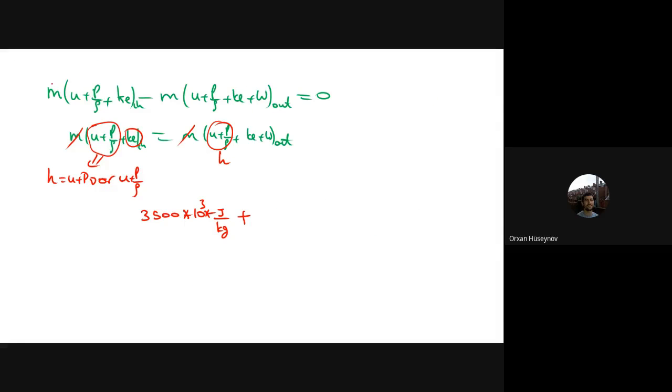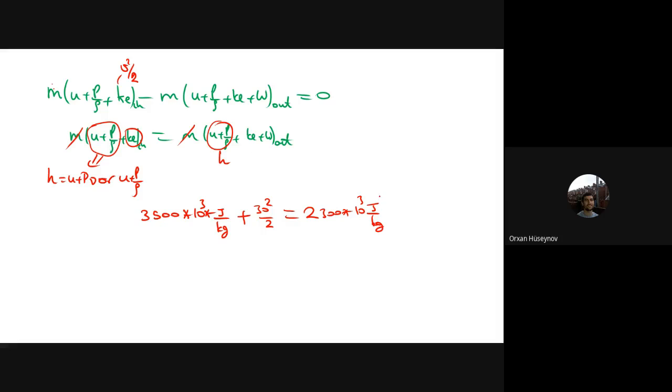Because this one is m and this one should be V squared by 2, at the end it makes mV squared by 2. Therefore, for V squared by 2, you will have 30 squared by 2. This one is for the inlet. Similarly, for the outlet, the enthalpy value is given. It is 2300 times 10 to the power of 3 joules per kilogram.